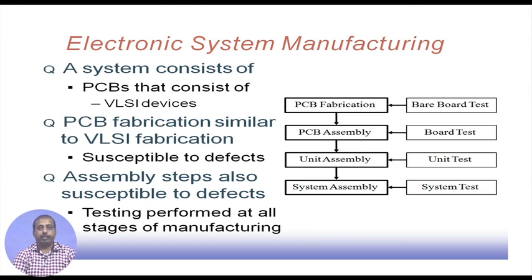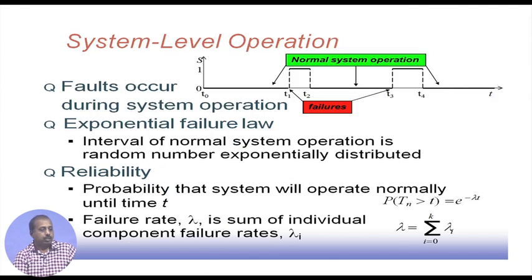So, PCB fabrication level, PCB assembly level, unit level assembly and system level assembly. At all these stages we have to do this testing. So, at PCB level we have board test, at PCB assembly level also we have board test. Then at unit level, unit test, and at system level, system test. If we can detect a fault early, then we can avoid the losses.